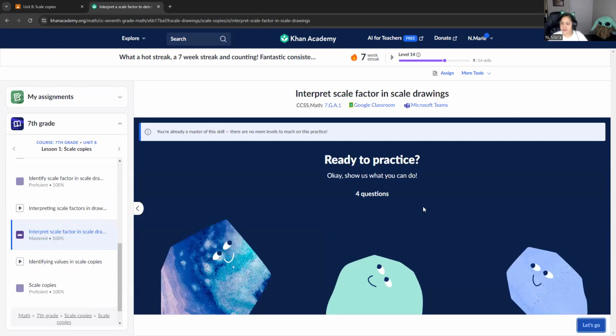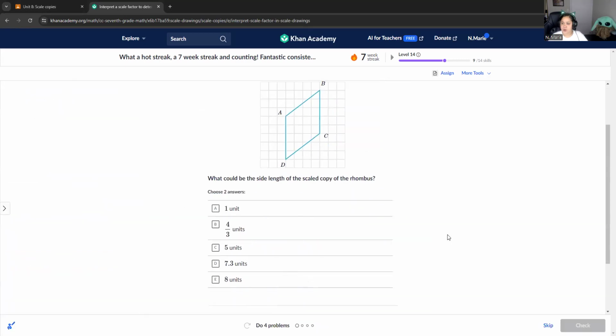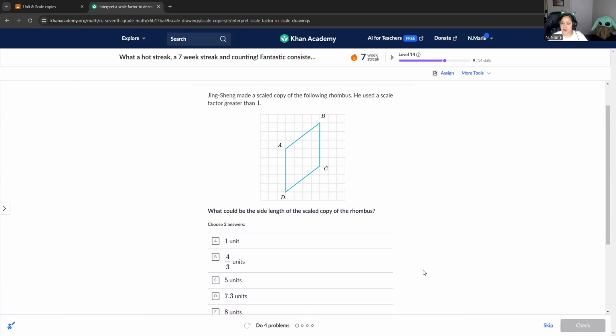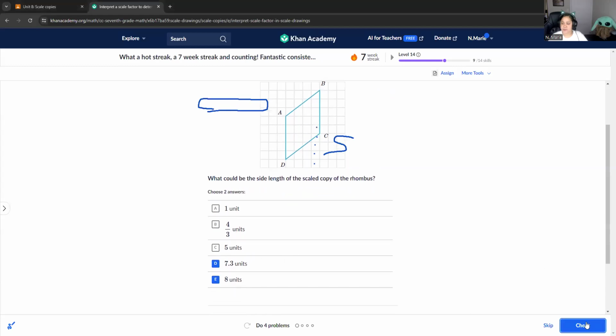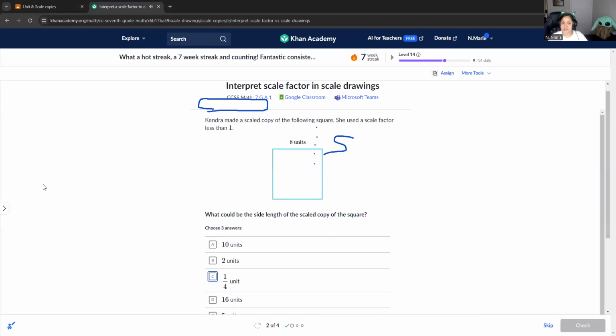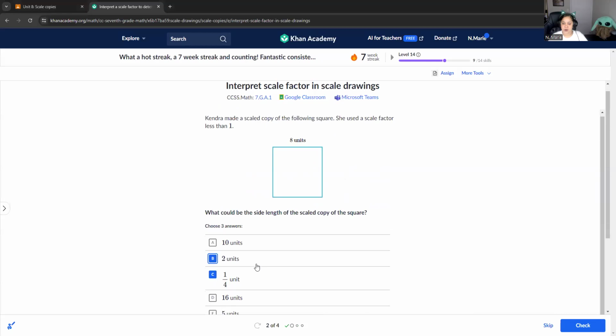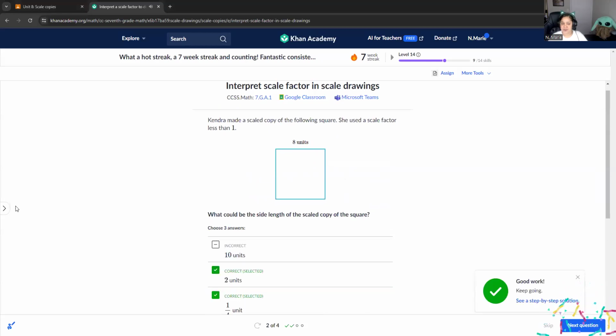Moving on, identifying the scale factor. What could be the length of the scaled copy of this rhombus? So the scale factor is greater than 1. You can see the side length here is about 5. So if it's greater than 1, it needs to be bigger, and so you pick the ones that are bigger. If I'm going down like this one, less than 1, it needs to be less than 8. So pick all of the ones that are less than 8. Very simple.